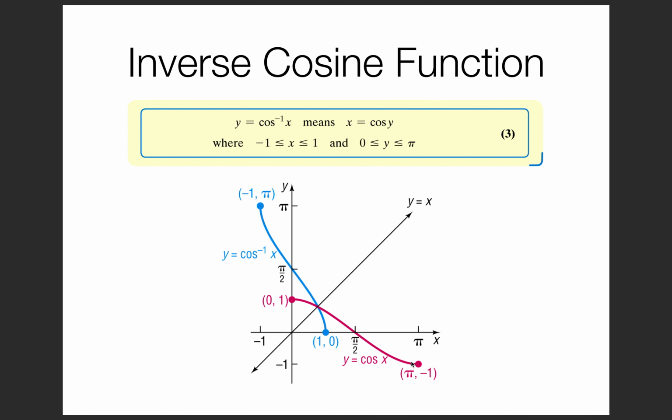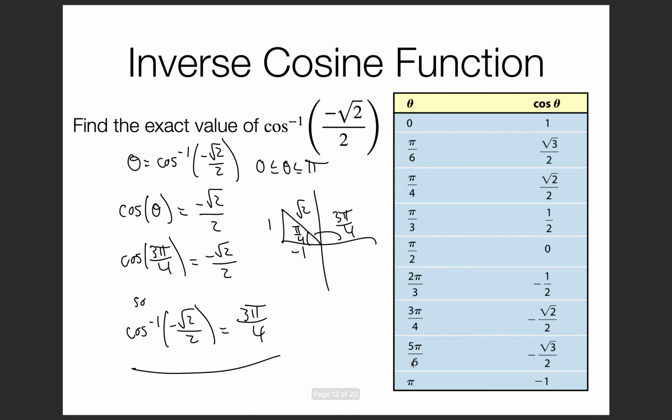Okay, and so again, inverse cosine means that you switch x and y and you solve for y in the original cosine function. The domain of the inverse is the range of the original, which is negative 1 to 1, and the range of the inverse is the domain that we had to restrict the original to, 0 to pi. All right, and so let's try again finding the exact value of an inverse cosine function.